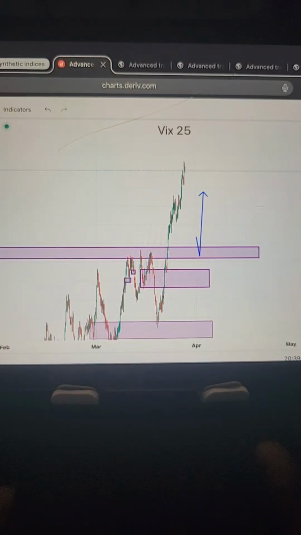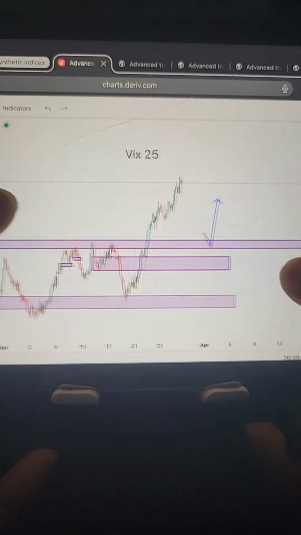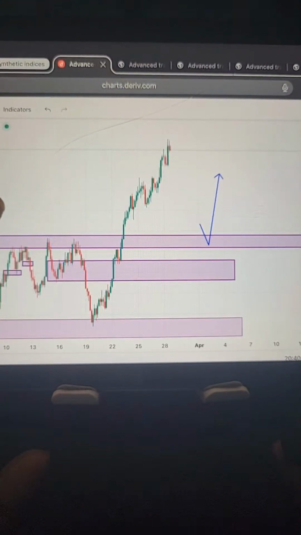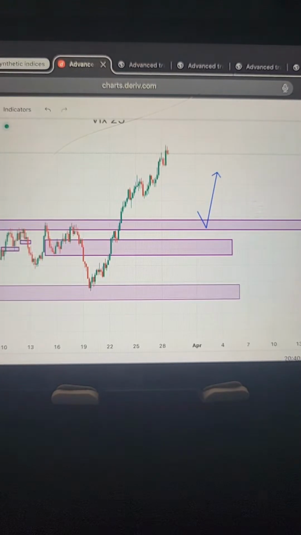Also, you should focus on 1x variance. All those things that you see, volatility 75 and 1x, 25 1x, all those 1x, they are also very, very good to trade as a newbie.